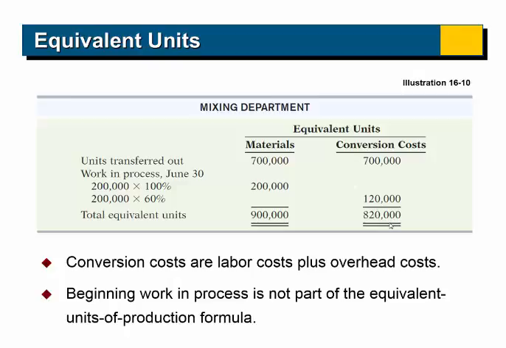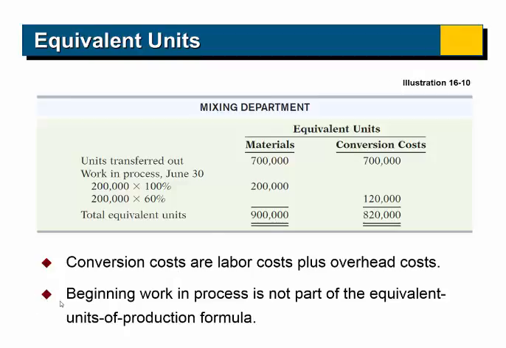So notice, folks, because we have some work in process that's remaining that is not finished as to conversion, is the reason why our equivalent units for materials is 900 and our equivalent units for conversion cost is only 820. Again, conversion costs, we are going to spread the labor and the overhead across these 820,000 equivalent units. And we're going to spread the materials cost across all 900,000 equivalent units.